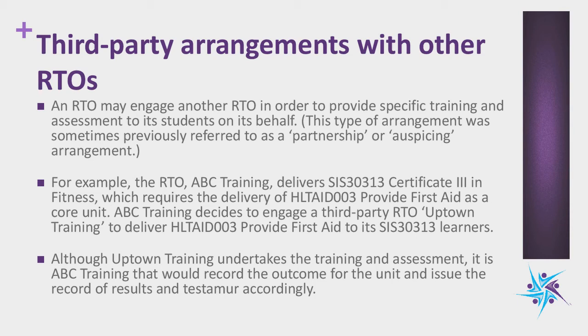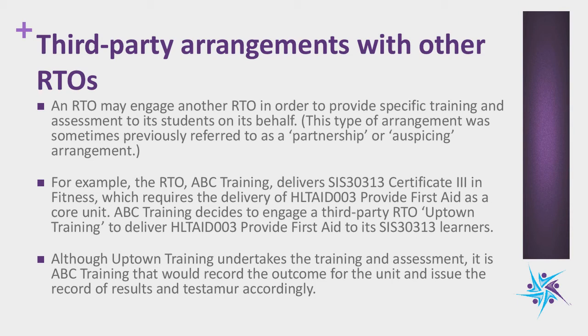Another example of that is it could be a few units that you don't have on your scope. It could be that you're putting a skill set together. I'll give you an example that I have. When I had my RTO, I was working with a childcare RTO where we developed the very first teacher's aide course. There's now a qualification out there, Certificate 3 in Education Support, but that wasn't out there at that stage. There was no qualification in this area, but we had identified a need for training for teacher's aides. So I auspiced or had a partnership arrangement with this other RTO where they delivered childcare units and I delivered business units.